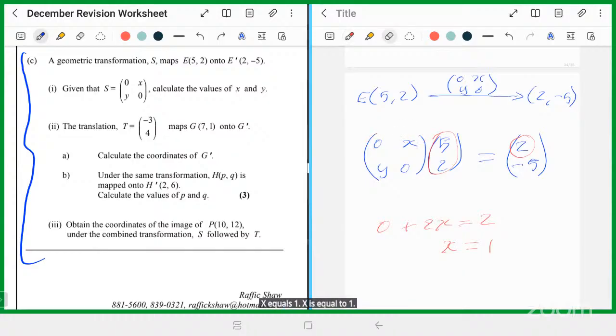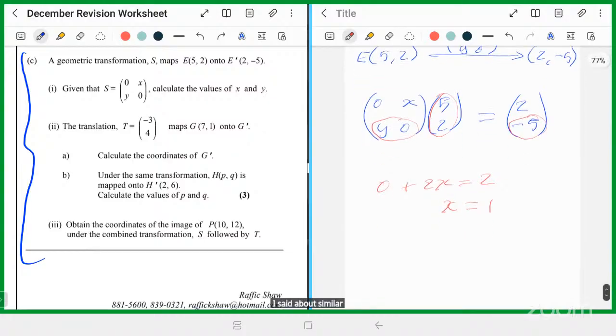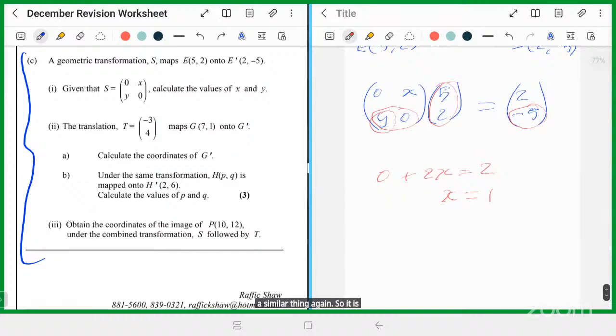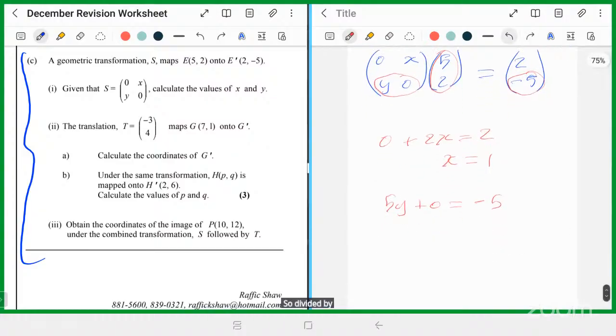Alright, then come back over here. Then this row now times the one column equals this value. So you can set up a similar thing again. So it is y times 5, which is 5y, and 0 times 2, which is 0, is equal to negative 5 over here. Transpose the 5, that is really 5y equals negative 5. So divide by the 5, you get x equal negative 1.